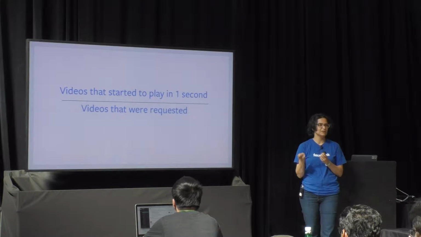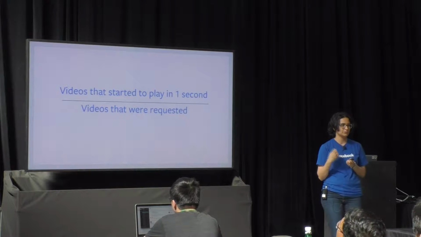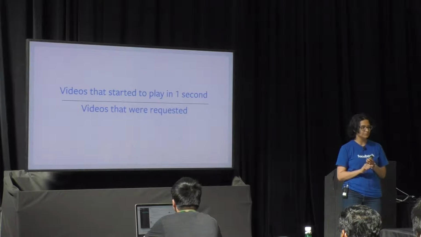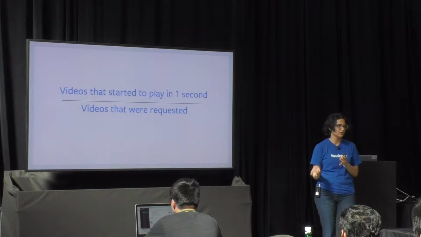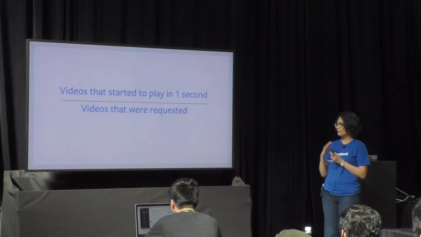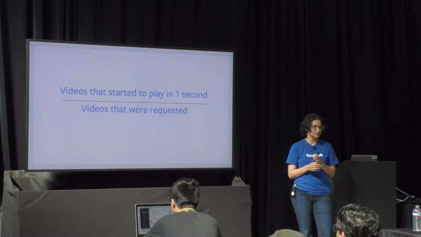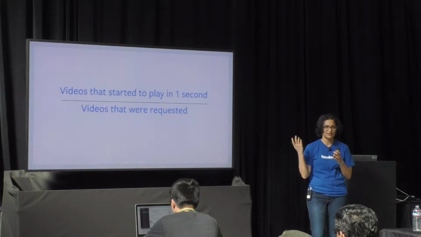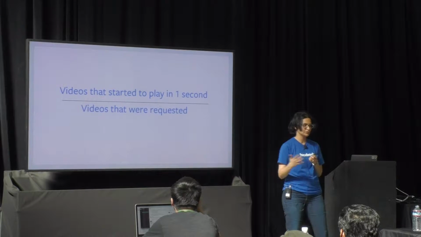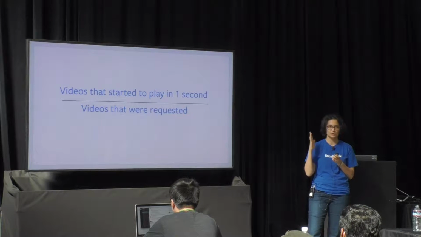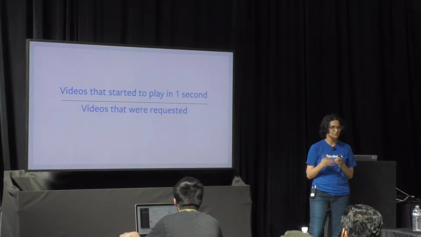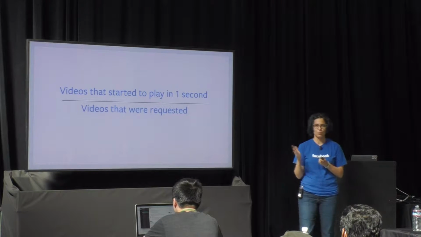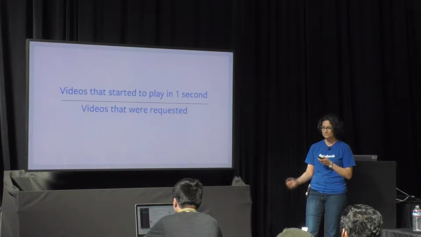So the way I would state it is, out of all of the videos that were requested to play, either because autoplay was on for that particular device, or because somebody just clicked on a video that they wanted to watch, how many actually started to play within n seconds? And the bar that we settled on was 1 second. So we wanted as many videos as possible to start playing within 1 second of when they were requested.